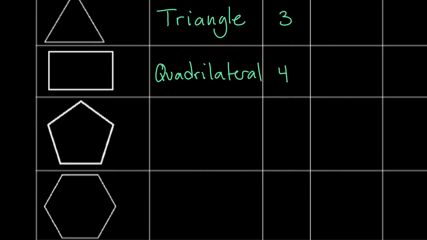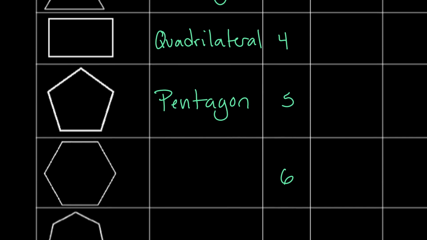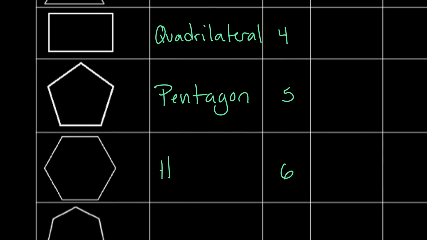What about the next shape, that 5-sided shape? It is a pentagon. Good. And then? Hexagon. Yes, hexagon is 6 sides.